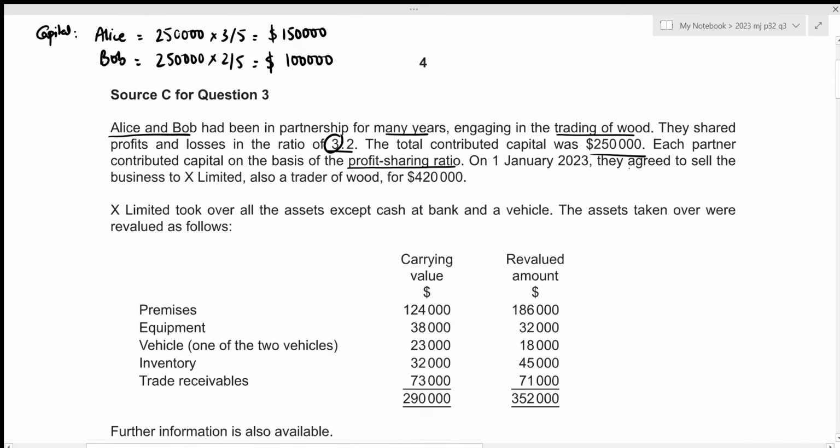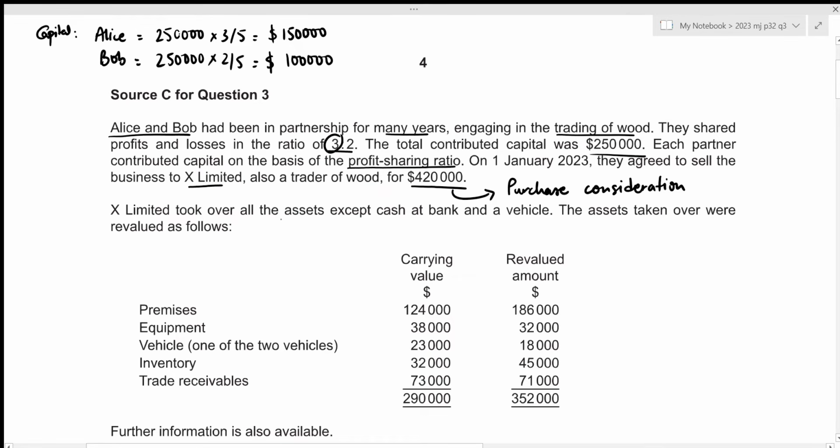Now on 1st January 2023, they agreed to sell business to X Limited, also a trader of wood, for 420,000. This amount will be our purchase consideration because that is the total amount that Alice and Bob will be getting from X Limited by selling their partnership business.